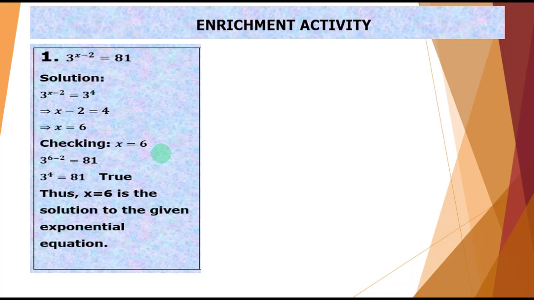Checking. For x equals 6, we just simply substitute 3 raised to x minus 2. That becomes 3 raised to 6 minus 2. That's 3 raised to 4. And 3 raised to 4 is 81. True. Thus, x equals 6 is the solution to the given exponential equation.